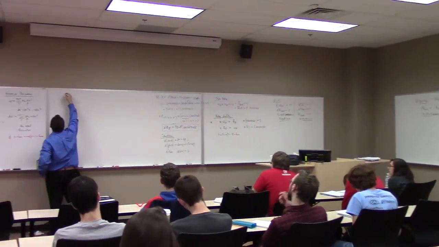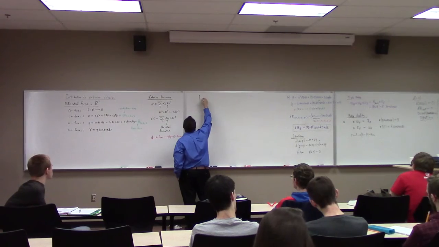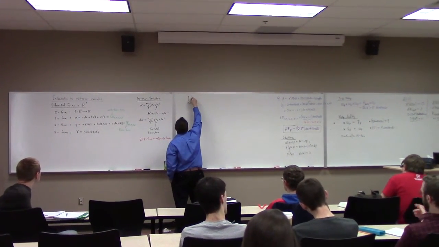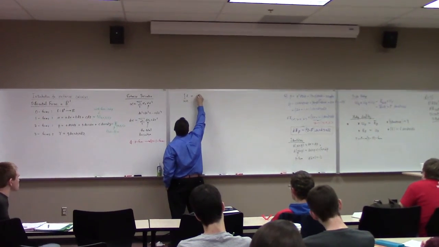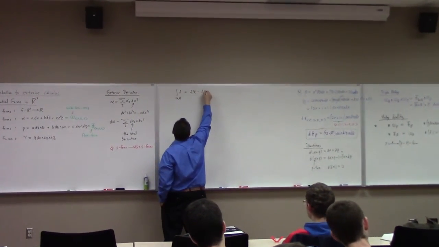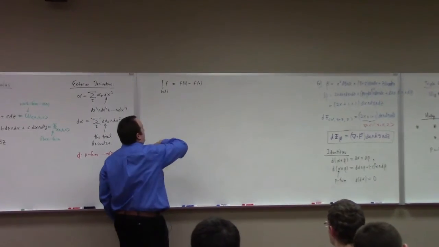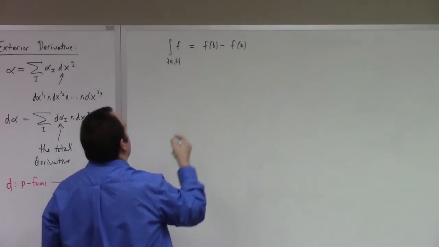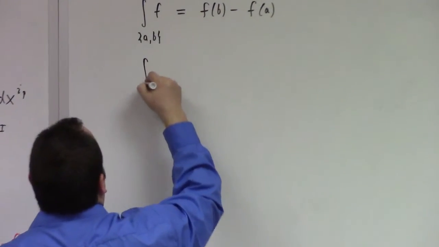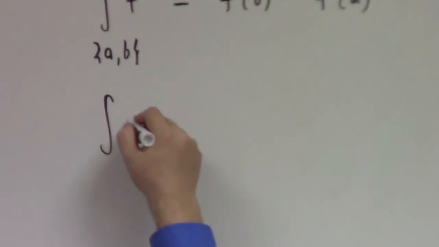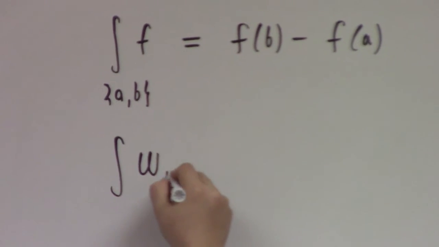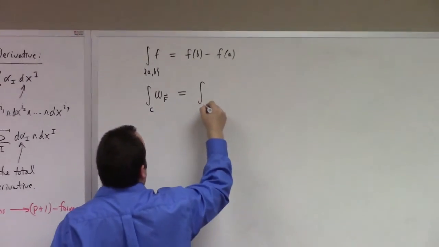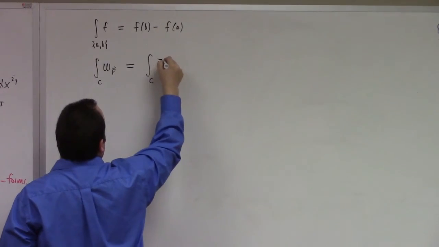Here's the basic thing. The integral over a two-point set of a function is just defined to be f of b minus f of a. So that's kind of a silly case. I'm just saying the integral over a set containing 2 points would be that. The integral of a one form, let's say omega corresponding to the vector field f over a curve c, is just equal to the line integral of f dot dr.